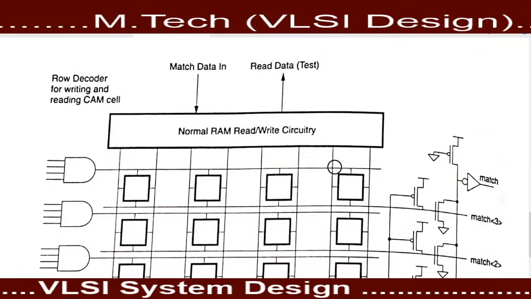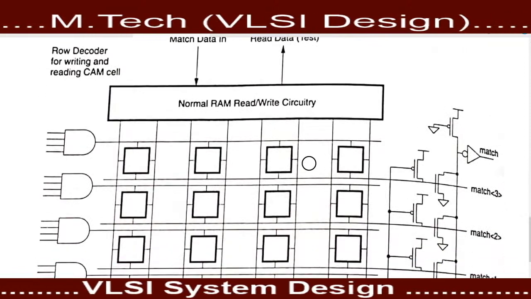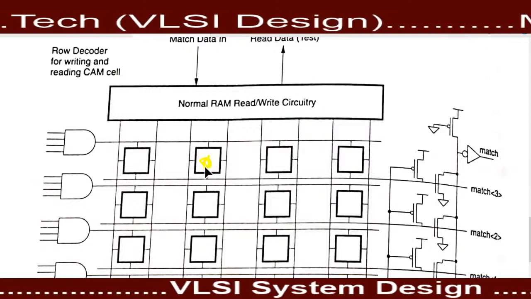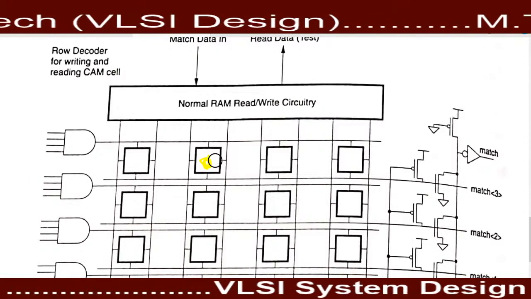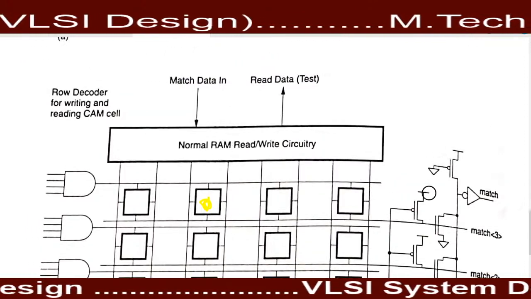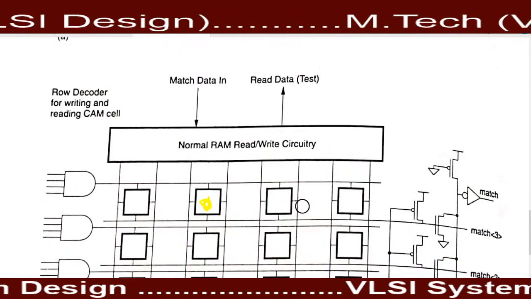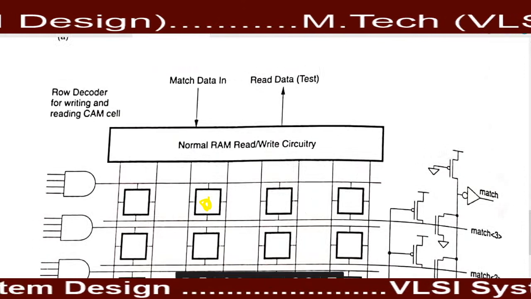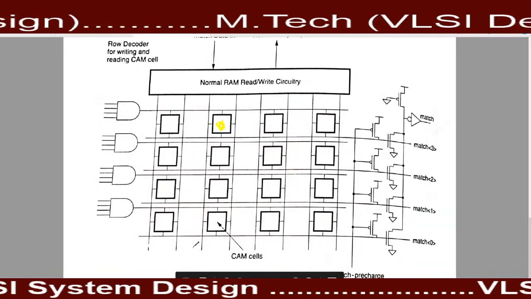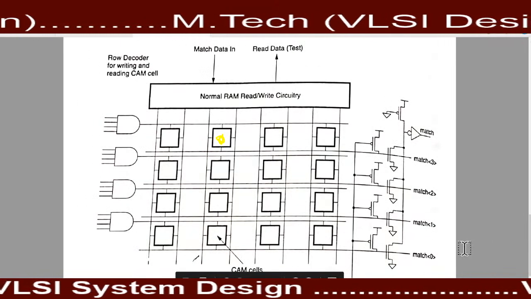Okay, so if I implement this CAM memory, this square block is the CAM memory cell. So if I implement this CAM memory cell with the RAM memory cell, its overall structure will look like this.